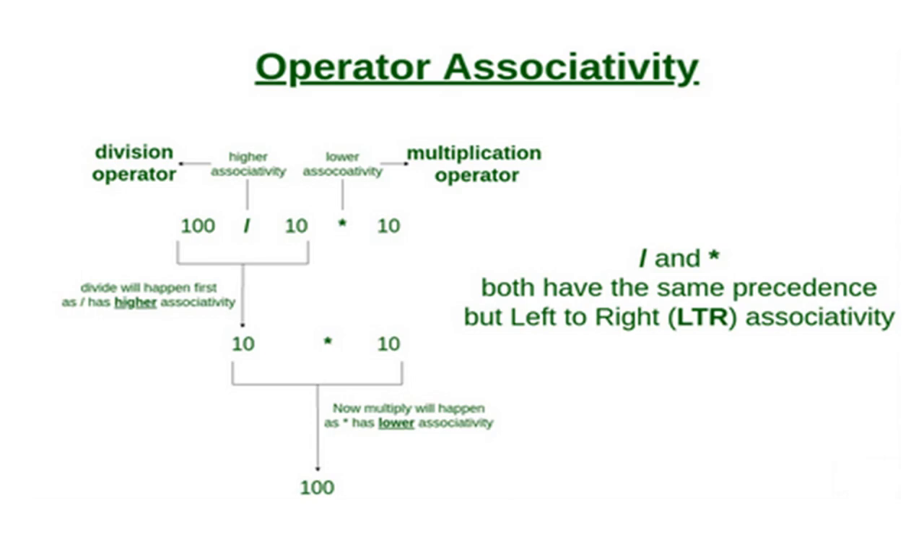Division and multiplication both have the same precedence but left to right associativity. So here the two operators, division and multiplication, have the same precedence, and left to right associativity.